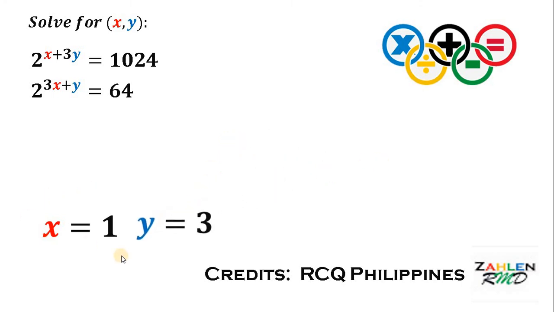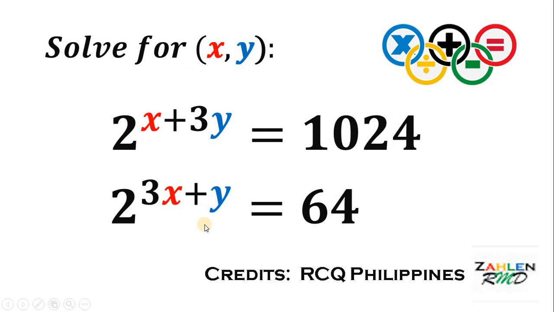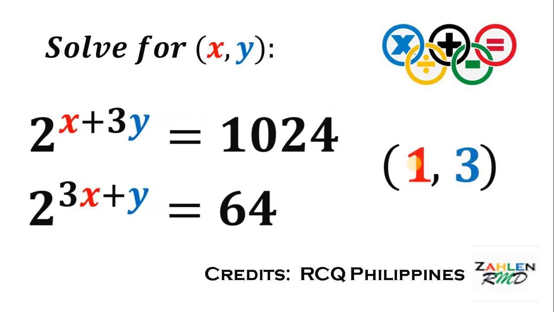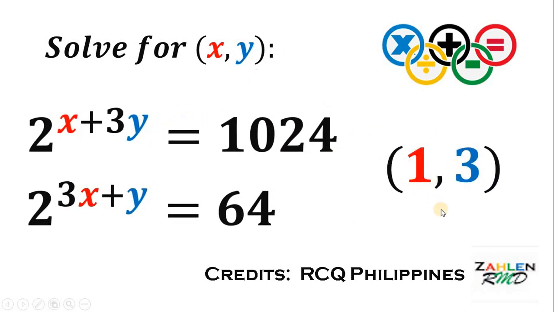Therefore, if x equals 1, y must be 3. It directly follows that if we have the equations 2^(x+3y) = 1024 and 2^(3x+y) = 64, the solution, or simply the value of x, y, must be equal to 1, 3. And as always, we're done.